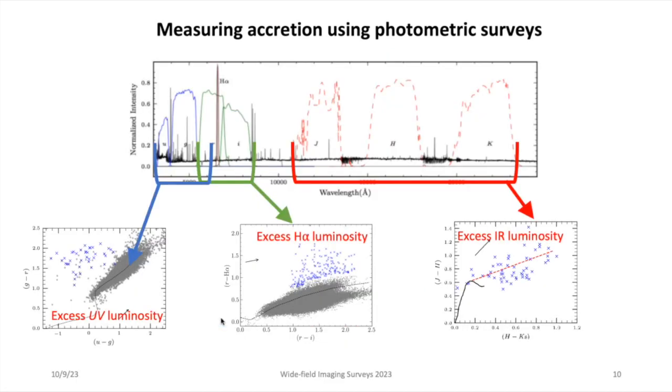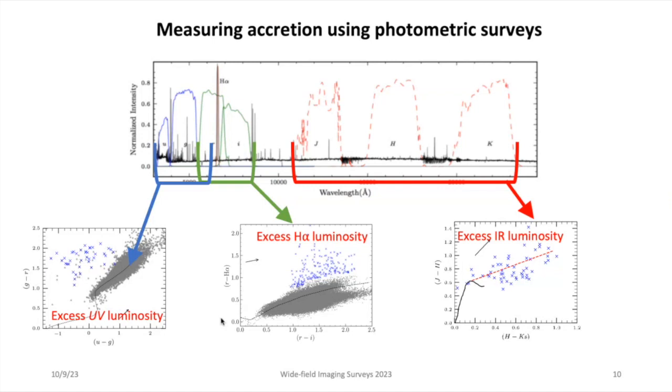So how does the data actually bleed into color diagrams is shown here. If you have excess U-band luminosity, you can see that in, say, a U minus G, G minus R color diagram. The black line shown here is the stellar photosphere, and excess stars, which are supposedly pre-main sequence stars, are identified with the blue crosses. And the same thing goes for H alpha as well.